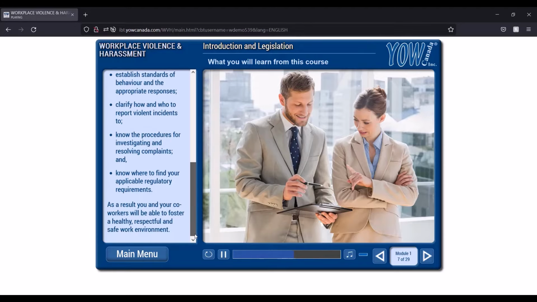Establish standards of behavior and the appropriate responses. Clarify how and who to report violent incidents to. Know the procedures for investigating and resolving complaints. And lastly, know where to find your applicable regulatory requirements. As a result, you and your coworkers will be able to foster a healthy, respectful, and safe work environment.